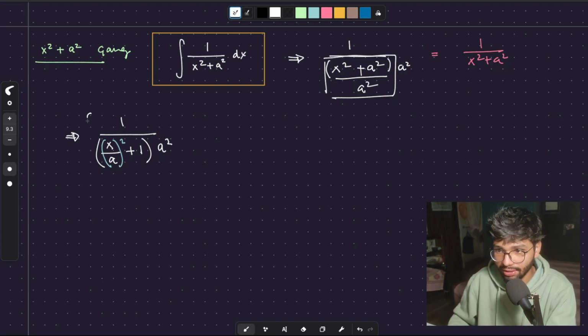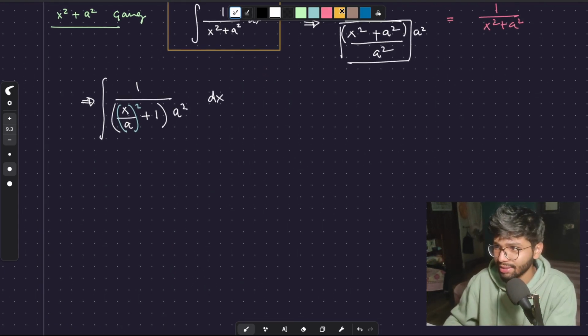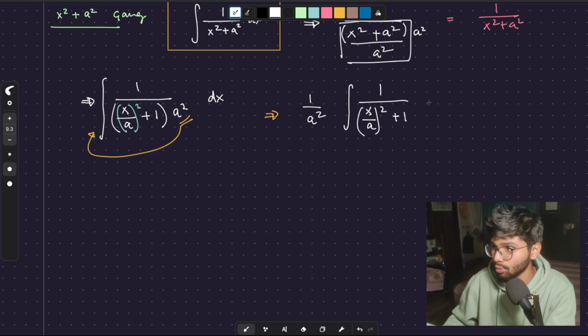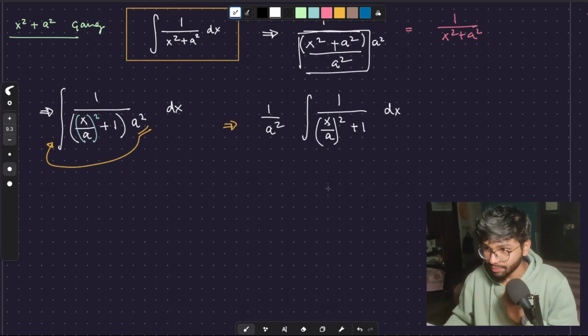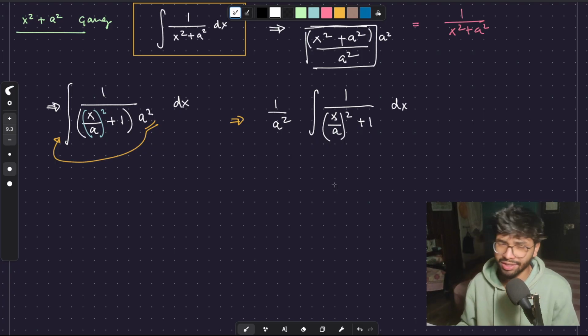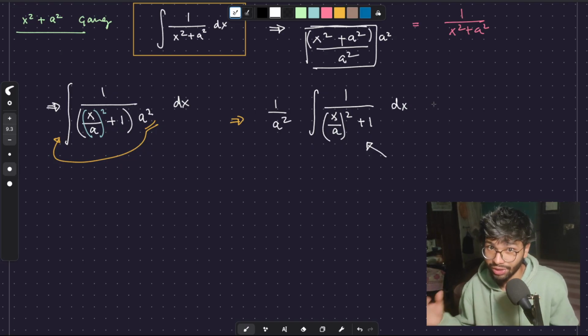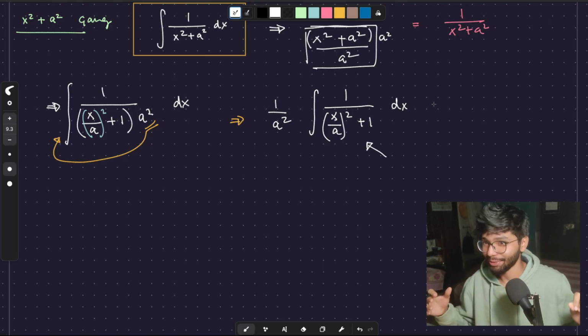So we can put the integral sign back again, with dx. Great. We know that this a is just a constant, so we can factor it out, right? Absolutely we can. That means we get 1 over a squared times the integral of x over a, squared, plus 1, dx. Great. Now if you have done some differentiation, you might have come across this one. This is very similar to the derivative of the inverse trigonometric tangent, so arctan, right?